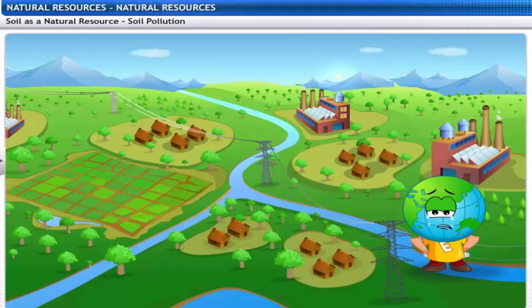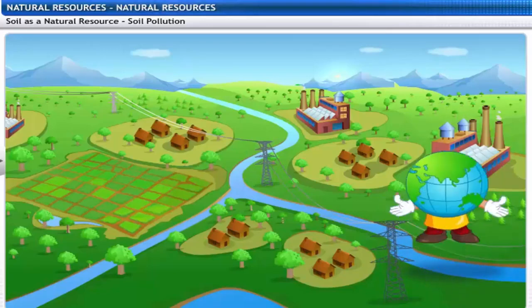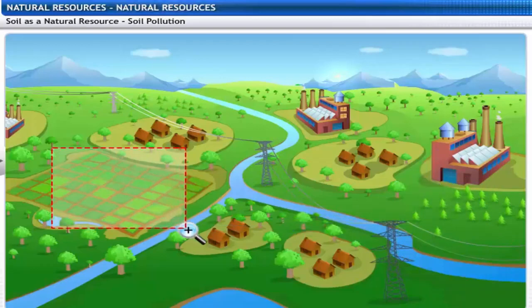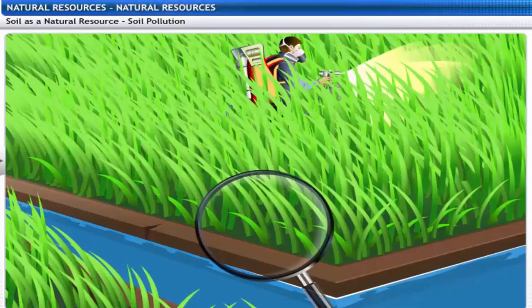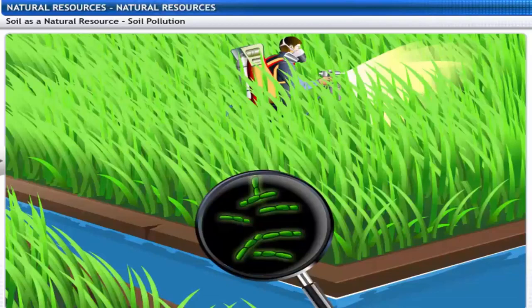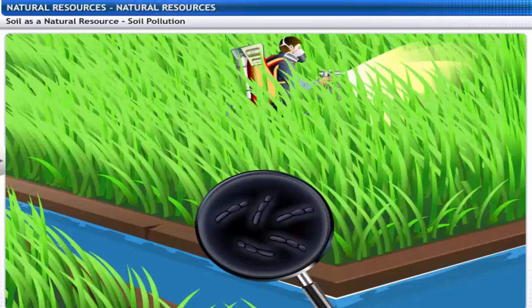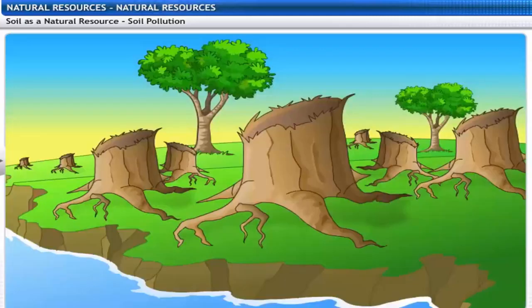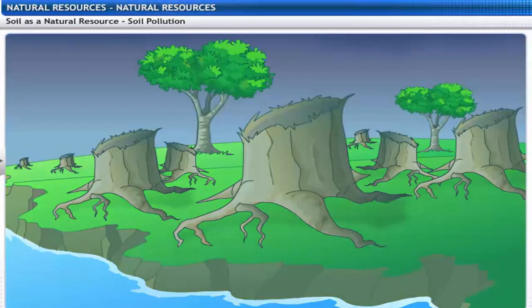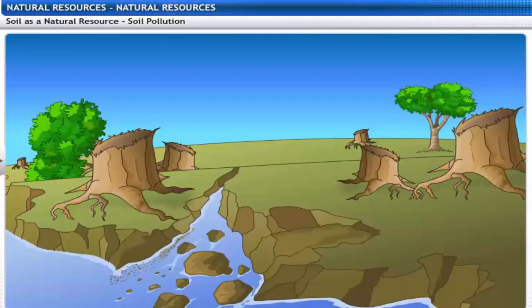It seems we didn't spare soil too. How did we do it? Use of fertilizers and pesticides destroy soil structure by killing microorganisms and earthworms. Deforestation leads to soil erosion. Fine particles of soil are also carried away by water and wind.